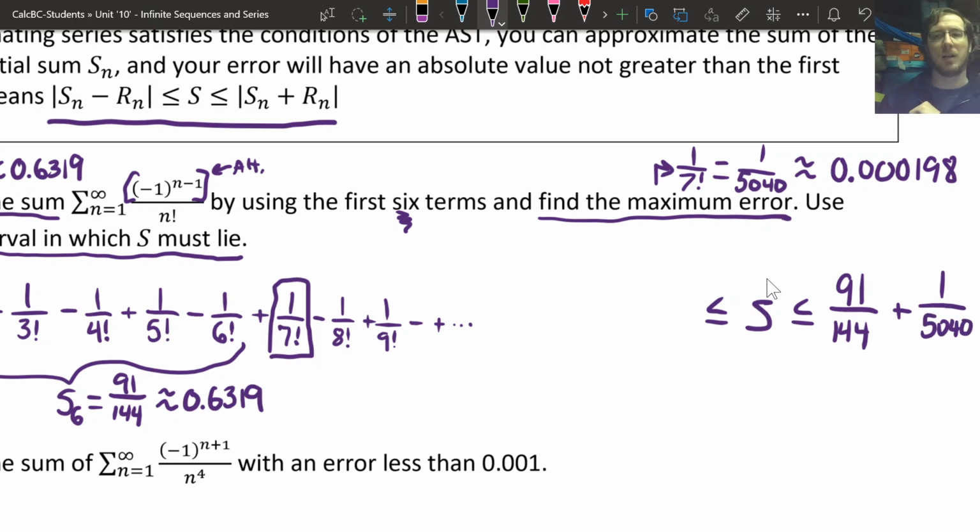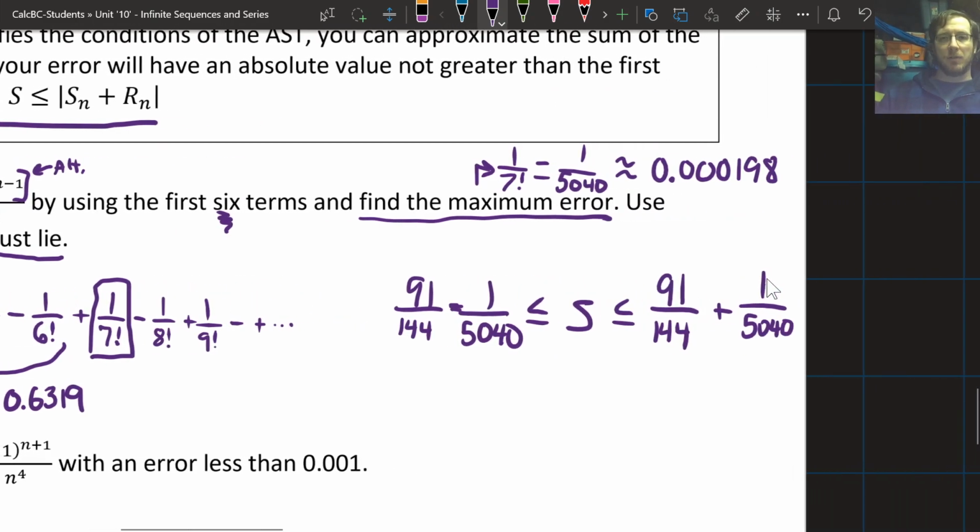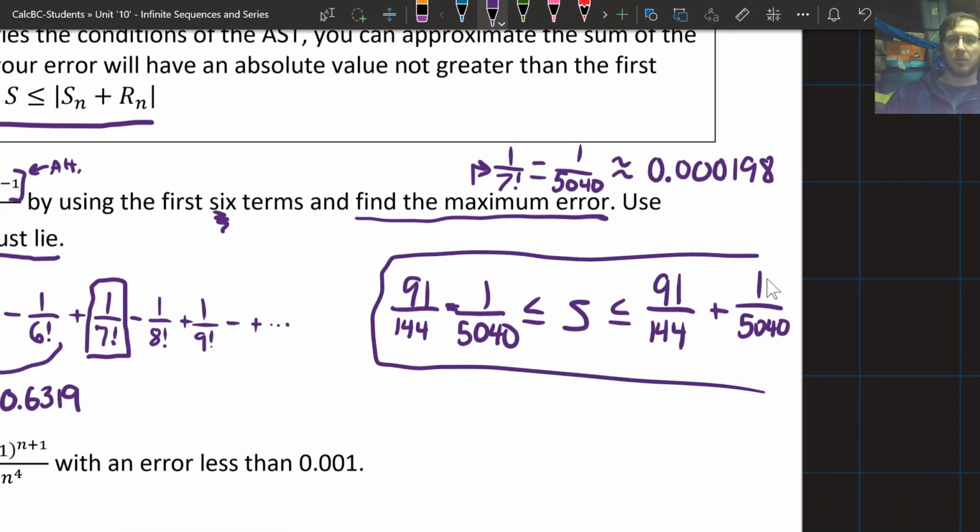And please don't worry about combining those into one term unless the directions say so. And it's got to be greater than our approximation minus that error, because that maximum error just says it can be plus or minus this much from our 6th partial sum in this case. All right, that's a minus there. All right, so there is the interval where our sum must lie. And again, we saw how small this is. So that's a really small interval. Really good approximation. All right, great.